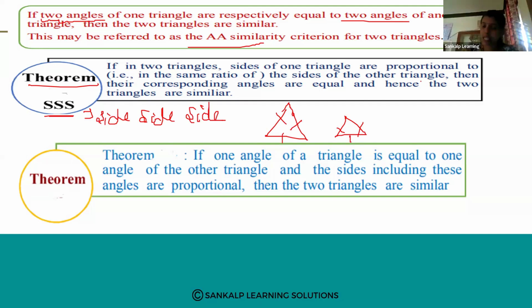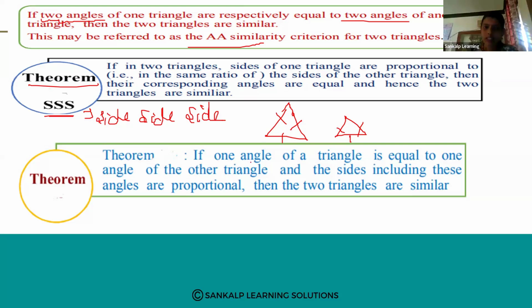If the sides are in the same proportion or same ratio, then the corresponding angles are also equal. Hence the two triangles are similar. So we can say the two triangles are similar on the basis of the SSS property. SSS means side property. So this theorem says the SSS criteria.